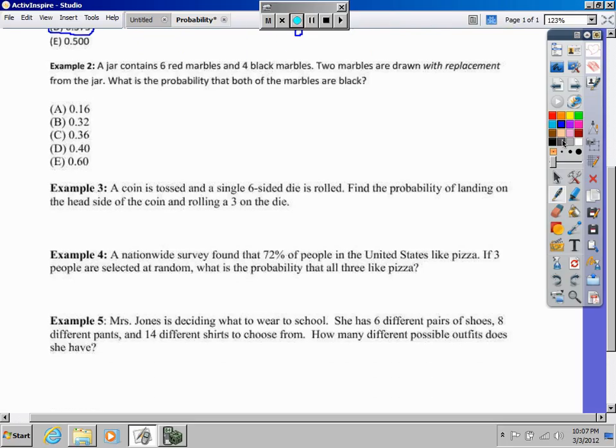Okay, example 2. Here we have a jar that contains 6 red marbles and 4 black marbles. 2 marbles are drawn with replacement. With replacement means that I put the marble back in after I've drawn one out. What's the probability that both of the marbles are black? When we pick the first marble, our chance is 4 out of 10 that it would be black. And then for the second one, I do it again, and that would be 4 out of 10 one more time.